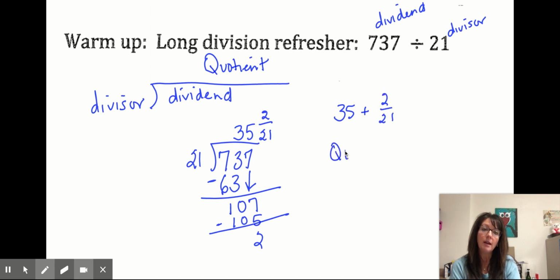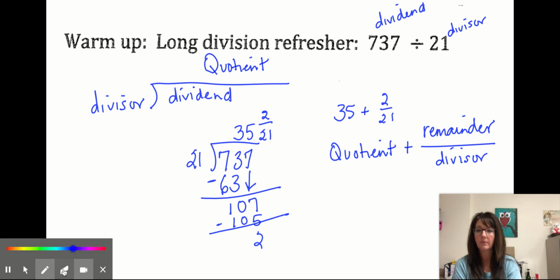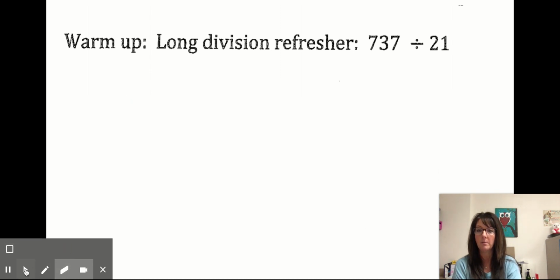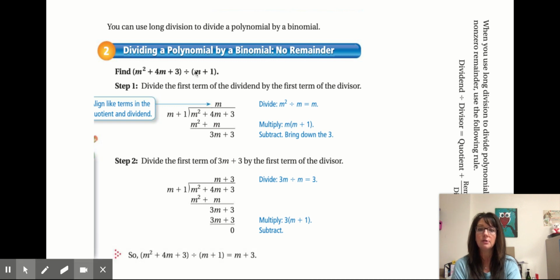So ideally, you had a quotient plus the remainder over the divisor. That's how we could correctly write what our remainder was, okay? We're going to be using this to work with polynomials. We're going to take a polynomial divided by a binomial right here. So this is your dividend, goes underneath. This is your divisor. You're going to start by taking the first term, right, in the divisor and dividing it into the first term of the trinomial.